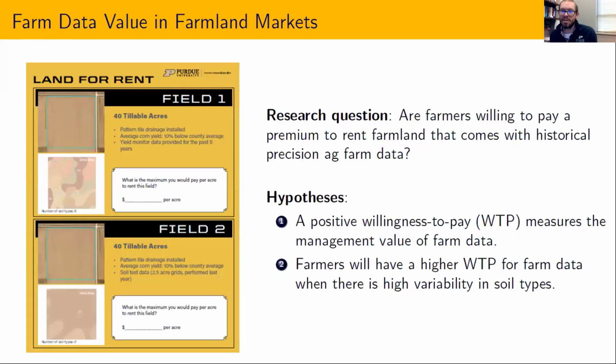So the formal research question is, are farmers willing to pay a premium to rent farmland that comes with historical precision ag farm data? This is a draft of the survey that we're going to do. We're basically giving farmers what's called a choice experiment. We're going to present them with a number of different fields, and these are supposed to approximate a farmland auction flyer. We're going to give them some details about the field, and one of those details is whether or not the field comes with historical farm data, either historical soil data or yield monitor data.